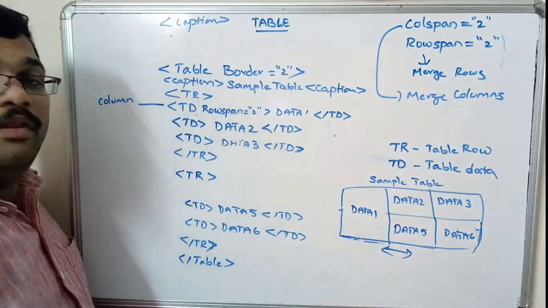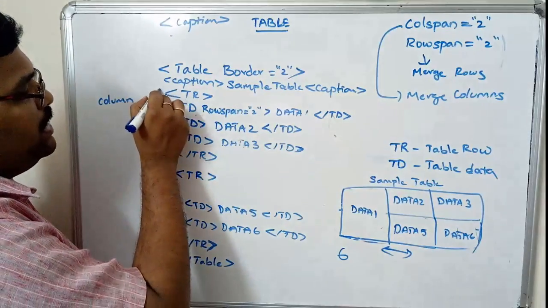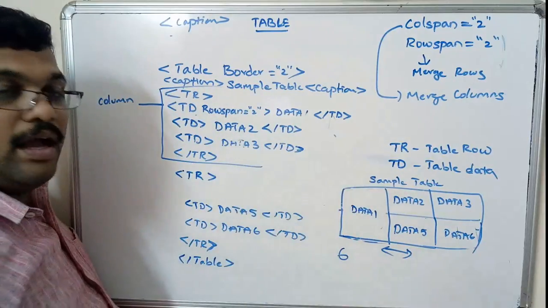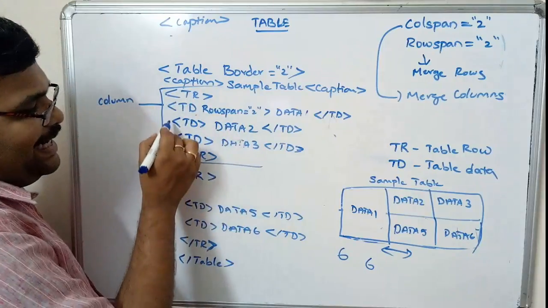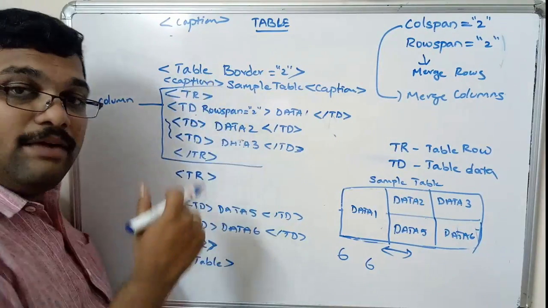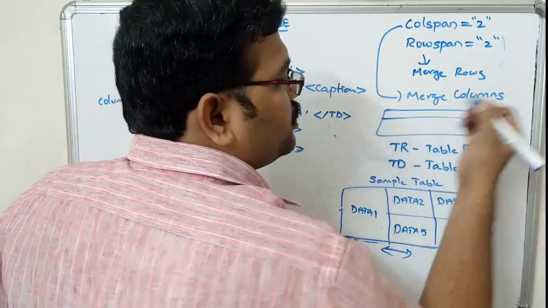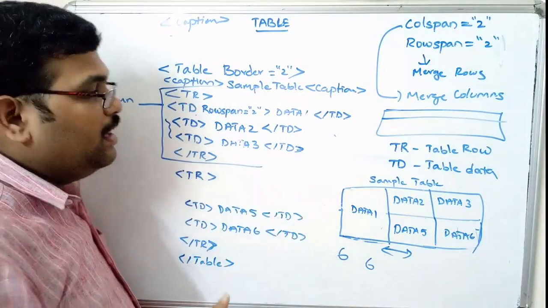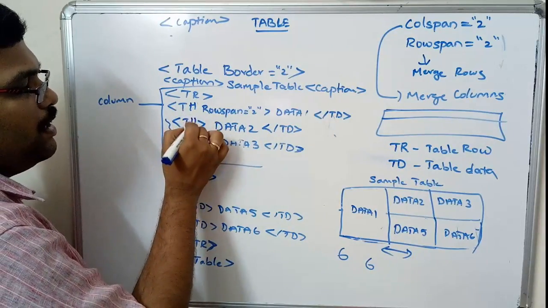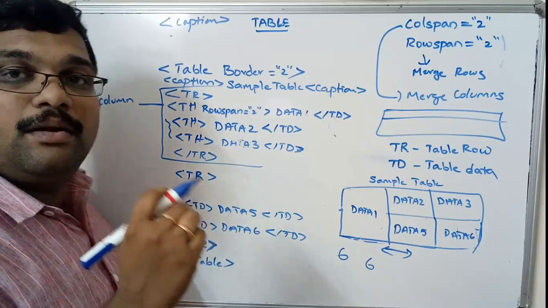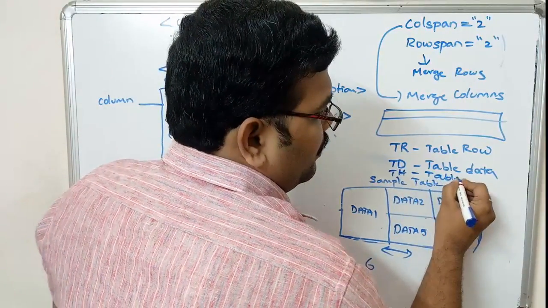So if our table requires 6 rows, we have to write this code 6 times. And if our table consists of 6 columns, in between this TR tag we have to write 6 table data. And the first row of the table, let it be a header, right? We can replace the first row table data with TH. TH stands for table head. So that will be somewhat bold, the bold will be applied. So TH is nothing but a table head.